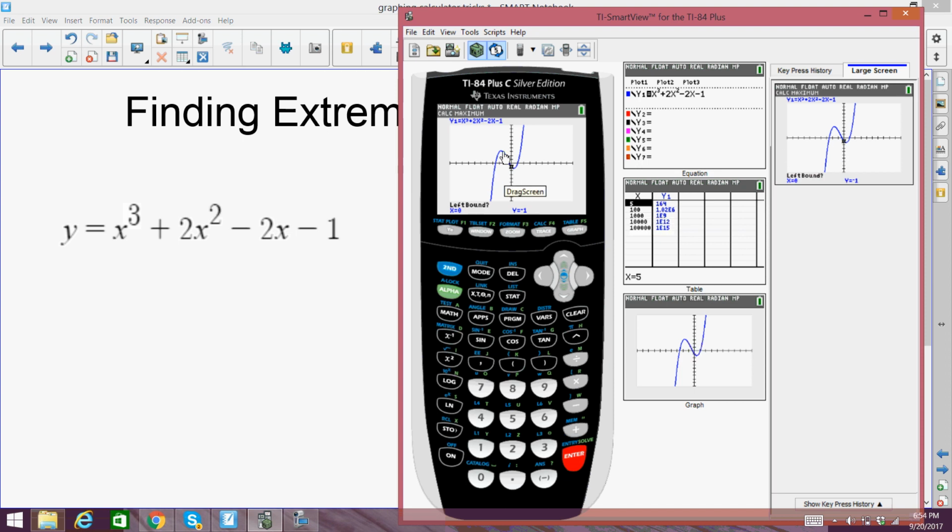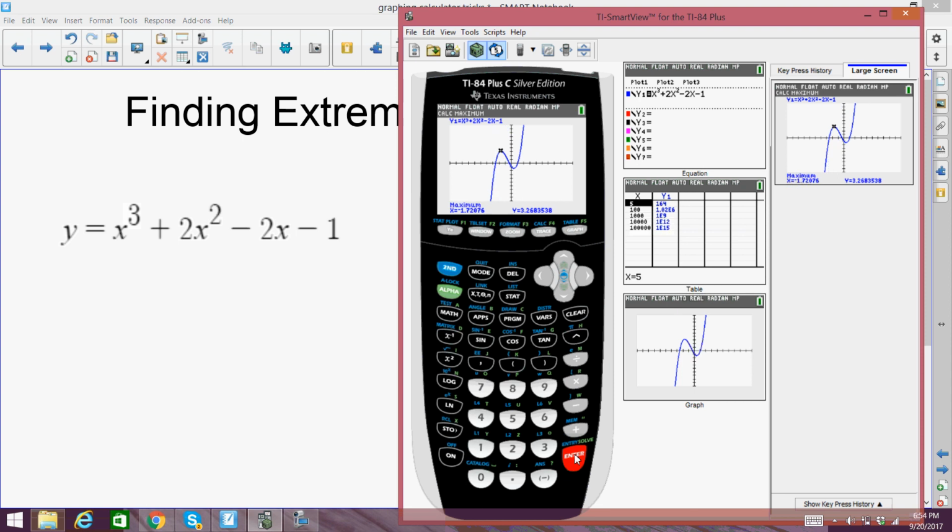Basically it's saying an x value on the left-hand side of the maximum. So we're going to go to the left-hand side of our little bump here and hit enter. Then it says right bound, and so we're going to go over to the right. Then it asks for a guess, so we're going to go to the middle.